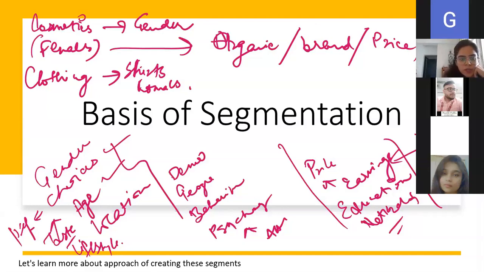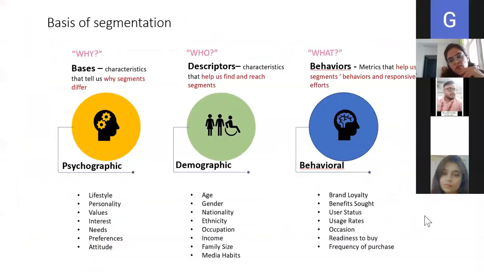Okay. So there are different ways of segmenting. There are bases of segmentation. And demographic, this is who. So these characteristics help us find and reach segments. Age kya hai, gender kya hai, nationality kya hai, all these things we capture. Maybe one or two, sometimes three, or maybe all, depends on what kind of a study you are doing. But demographics help us somewhere in certain circumstances.